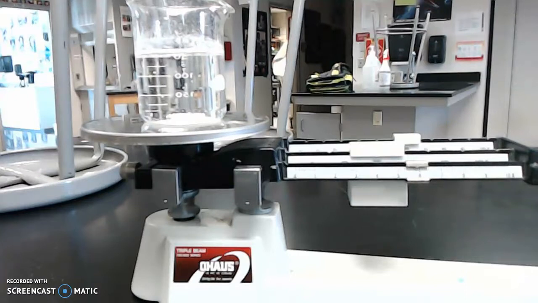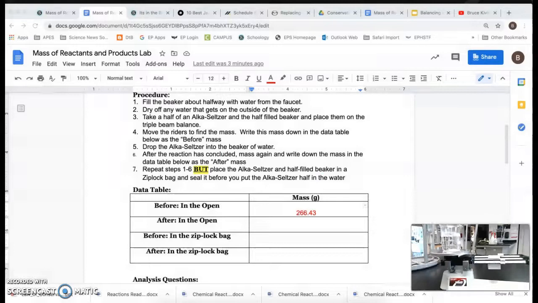All right, I have rebalanced things out. And now our final mass after finishing the fizz. Actually, you can see some fizzing still going on, but with the bulk of the fizzing done, the mass is now 265.82. So down here, 265.82 is our final mass.